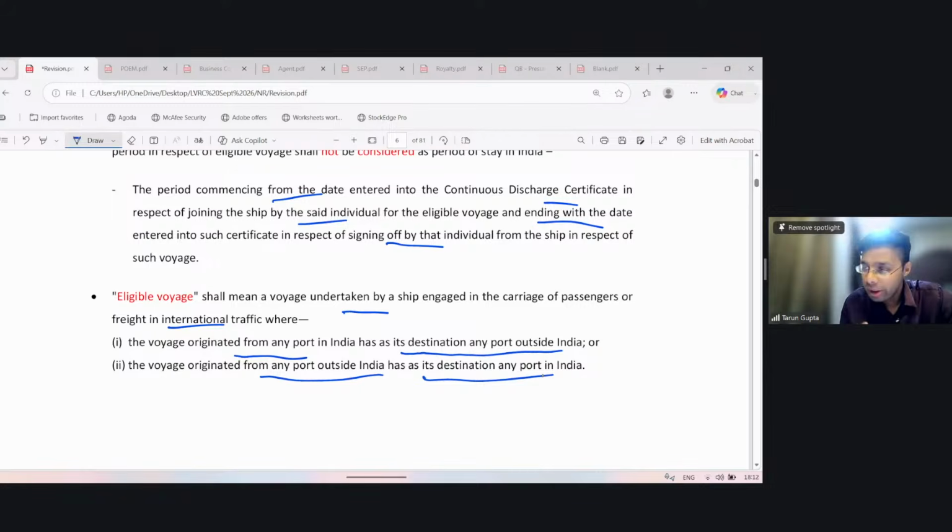Okay? So if an Indian citizen is a member of a crew of a ship, and the ship is into the eligible voyage, then the period he joined the ship and the period he left the ship as stated in the CDC, the period between these 2 days shall be treated as a stay outside India.